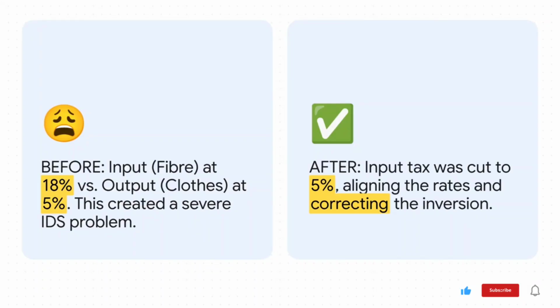Let's take textiles. It's a textbook example. Before the change, manufacturers were getting hammered. They paid 18% tax on man-made fiber, but could only charge 5% on the clothes they sold. It was a classic case of severe IDS. So what did the reform do? Boom! It slashed the input tax down to 5%, making it a perfect match with the output tax. Problem solved. The financial strain on these businesses was eased, just like that.